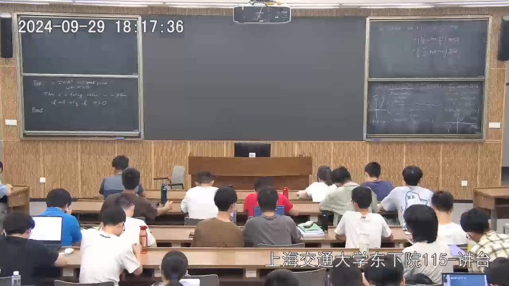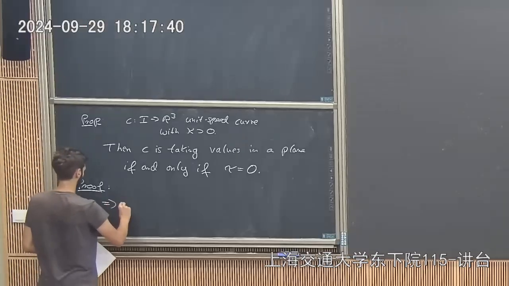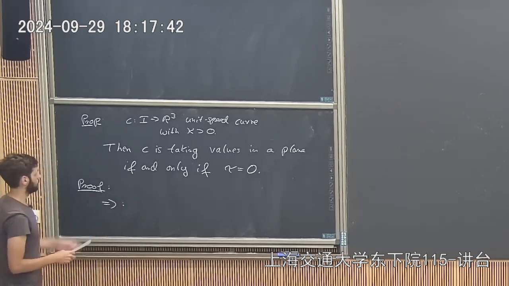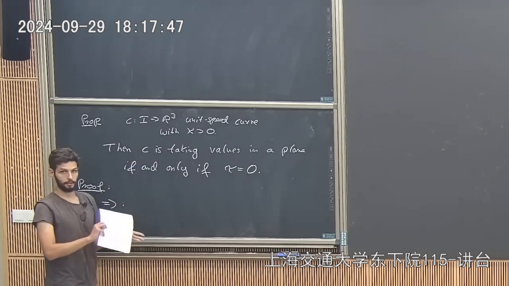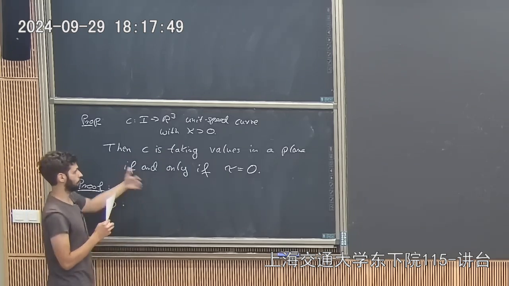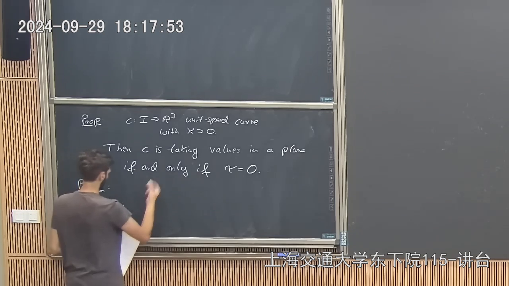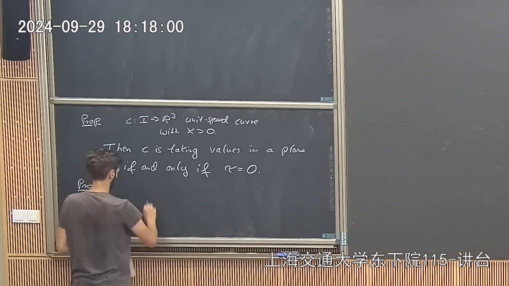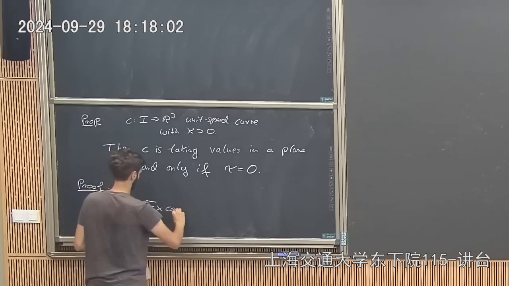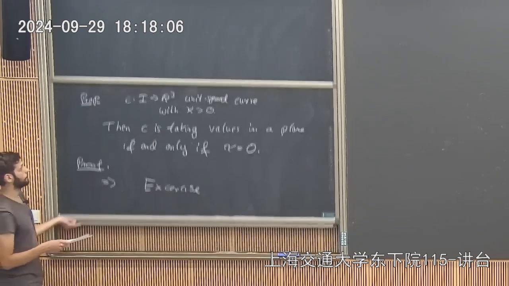One direction is very easy, and I leave that for you as a small homework exercise. So if you have a curve that is taking values in a certain plane, then you just describe that curve and calculate its torsion, and you see that it's 0. Or there's also a slightly more intelligent way to do that, but I leave that as the exercise for you.